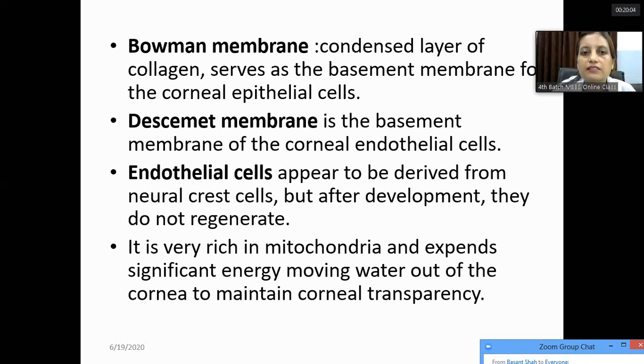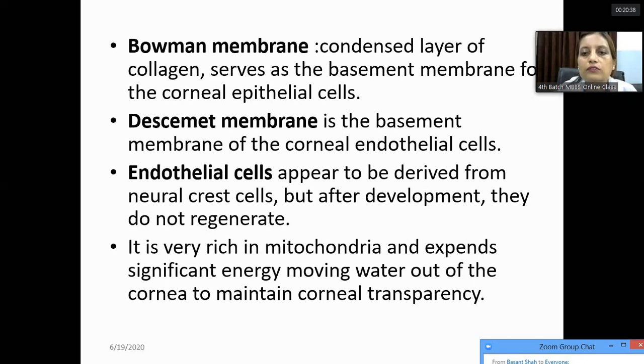Whereas the epithelial cells regenerate. So in case of trauma to the epithelium, we can have a clear zone again after 24 hours or so. If there is any trauma to the endothelial cells, they increase in size to compensate for the gap, but still there is haziness in the cornea. The endothelium is very rich in mitochondria and expends significant energy moving water out of the cornea to maintain corneal transparency.